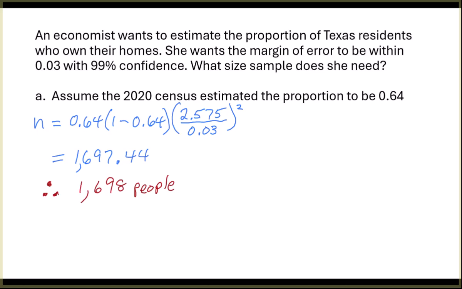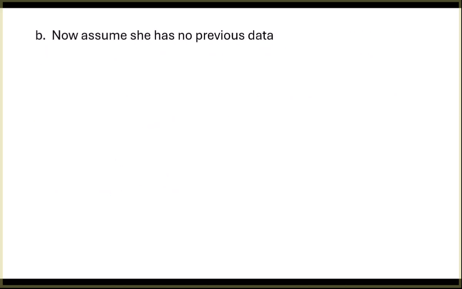What if we didn't have that? Like part B here. And expect this kind of thing on the homework and on the quiz. They'll ask you, well, if you had this, what would the sample size be? Or on the other hand, if you did not have that prior information, what would it be? So now what are we going to do? Well, we're going to use that 0.5. So instead of 0.64, I'm using 0.5.